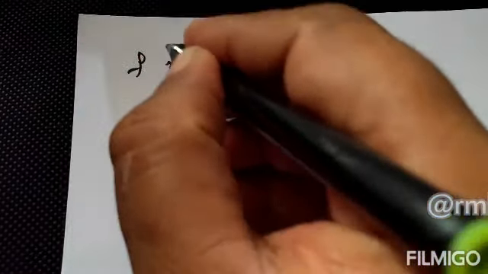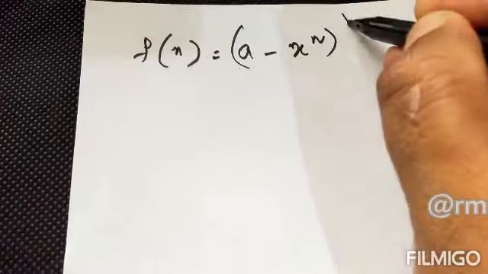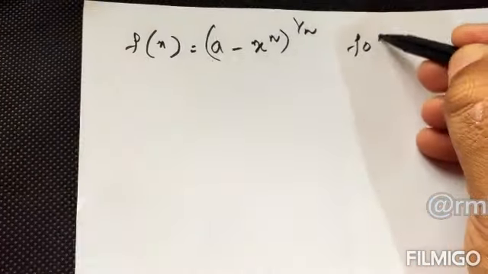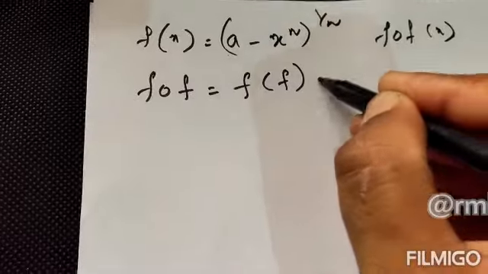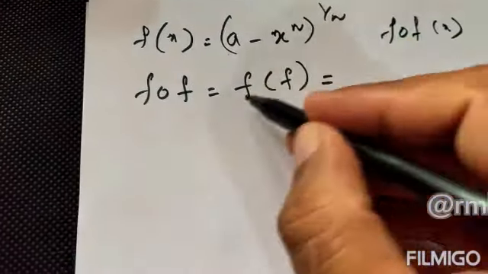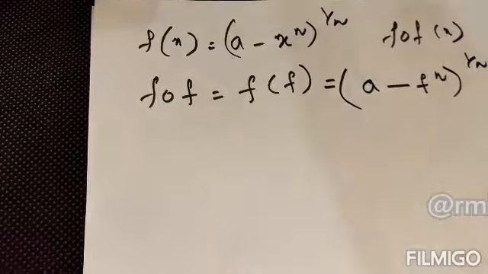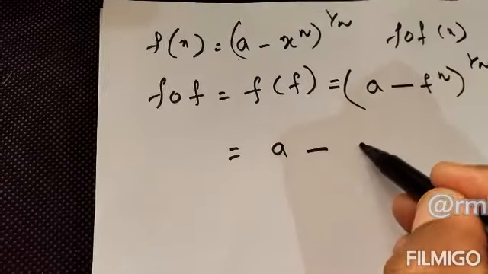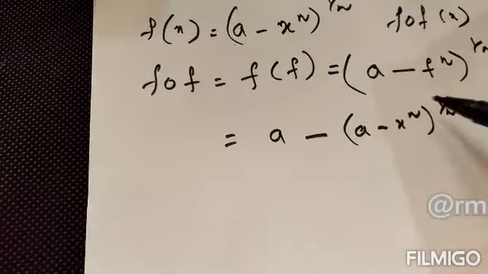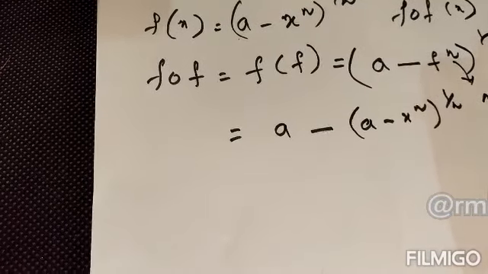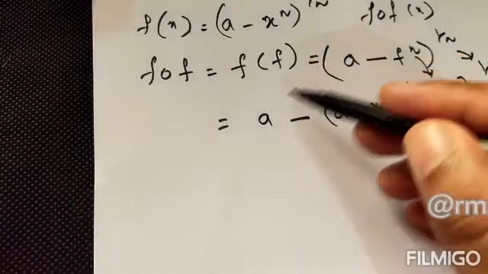Another one: f of x is equal to (a minus x raised to n) whole raised to 1 by n. Find f of f of x. f of f is defined as f of f. f of x is (a minus x raised to n) raised to 1 by n. So f of f is (a minus f raised to n) whole raised to 1 by n. We put f as (a minus x raised to n) raised to 1 by n. This f whole raised to n, and again whole raised to 1 by n. This 1 by n, this is f, this is minus, this is a.